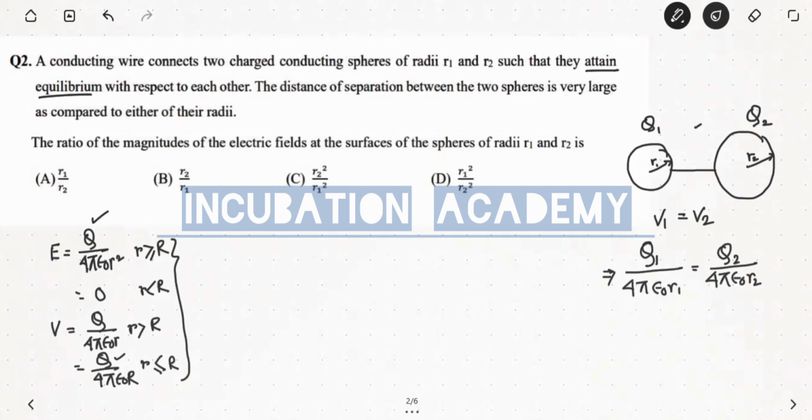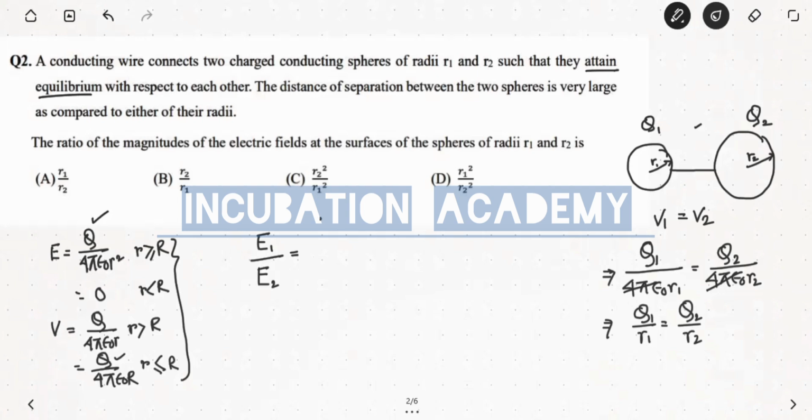So from this, 4 pi epsilon naught can be cancelled out, and this becomes q1 divided by r1 equal to q2 divided by r2. Q1 by R1 equal to Q2 by R2. What is the ratio of the magnitudes of the electric field at the surfaces of the spheres of radius R1 and R2? Let us write it down: E1 divided by E2. E1 is the electric field for the sphere of radius R1, and E2 is the electric field for the sphere of radius R2.